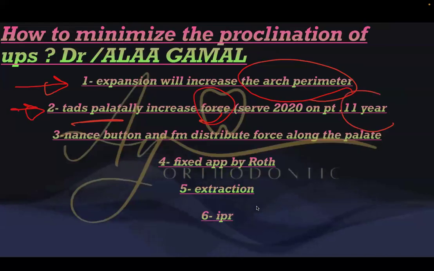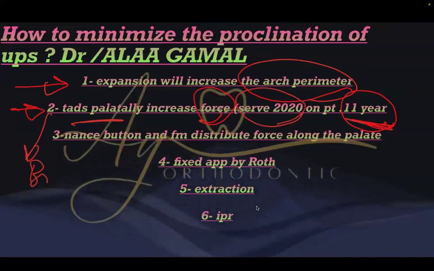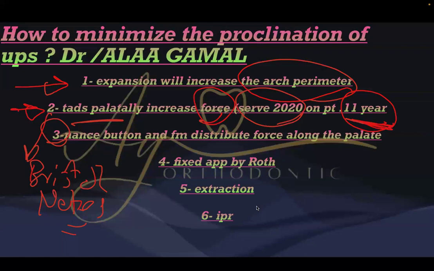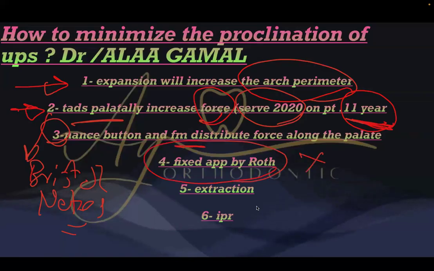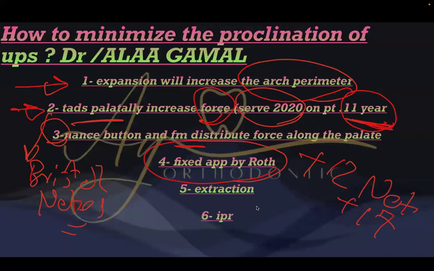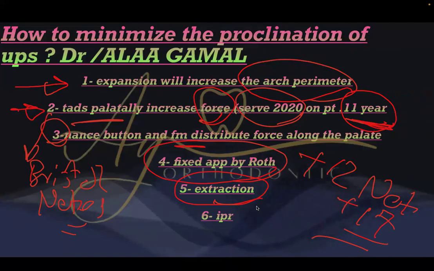patient of 11 years. So it's okay to put mini screws in the patient before 13 years, according to SERV 2020, and this is found in the Preston notes also. And a Nance button with the face mask to distribute the force along the palate. And also you can use a ROS prescription because it's positive 12, not positive 17. Extraction also, and we can retract, so it will limit the proclination, or if you have any Bolton discrepancy or increased size of the teeth, you can use the IPR.